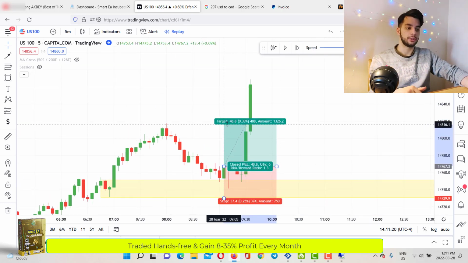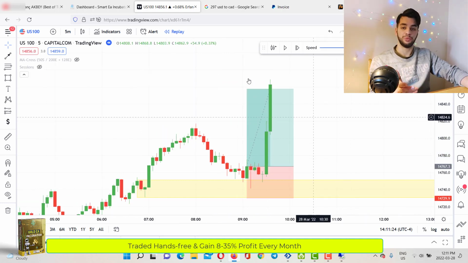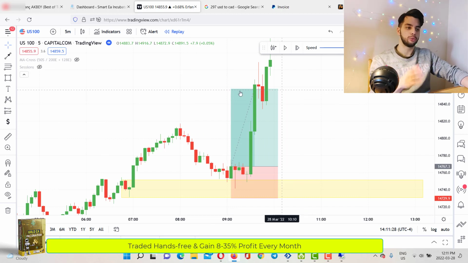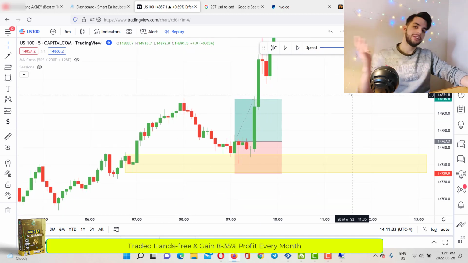If you didn't want to close it, you could have just left a runner, and then you could take a beautiful 1 to 2 or 1 to 3 risk to reward ratio trade, or you just can close it right here after the liquidity grab. This is how we can trade it, guys.